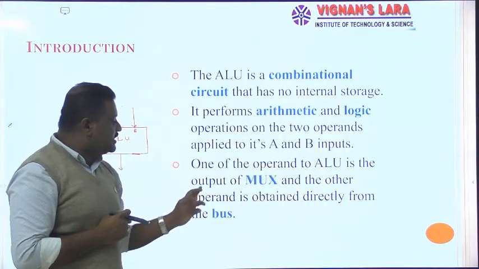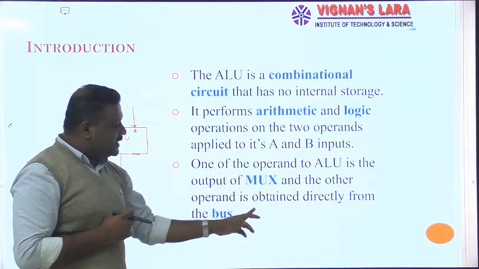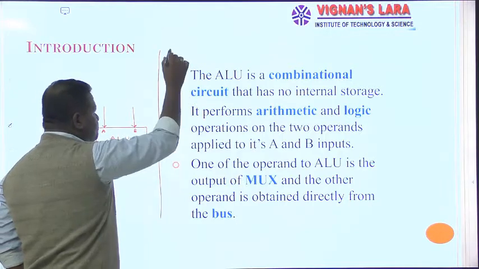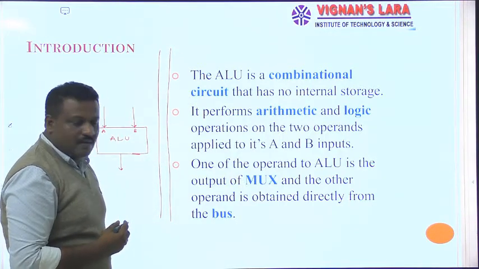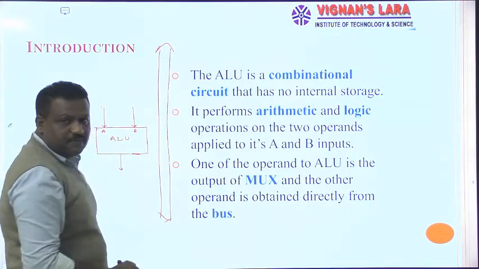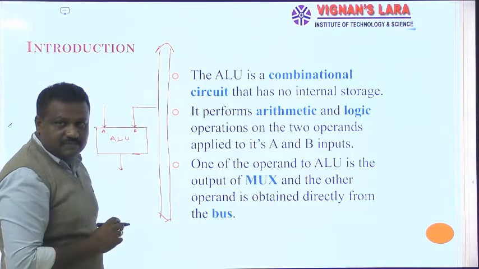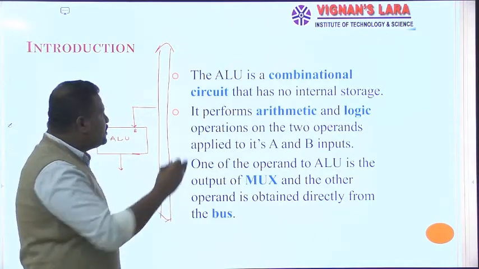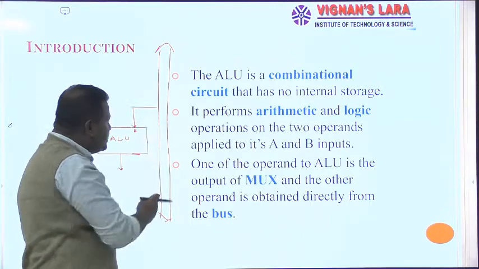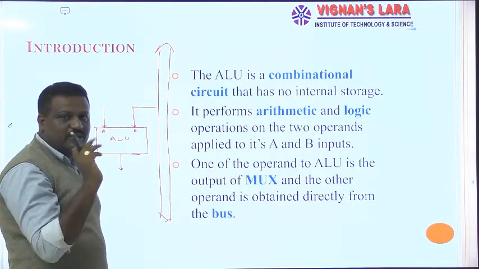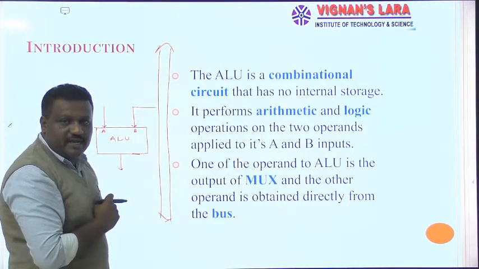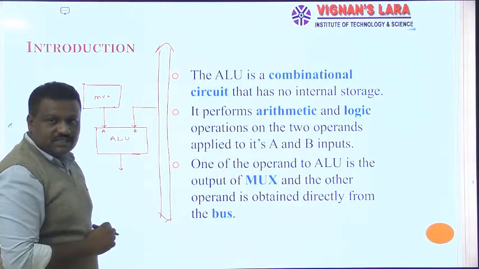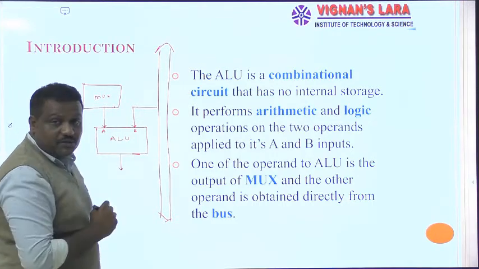One of the operands to the ALU is the output of a mux and the other operand is applied directly from the internal bus. Let you assume this is the internal bus of a CPU. From this bus, the ALU receives one input. Let you assume it receives the B input from the bus. That means it will collect data from any internal register of my CPU. The register places the data on this bus, and from that bus, the ALU receives one input. And the second input for this ALU is taken from the output of a mux. Let you assume this is my multiplexer. The multiplexer output is given to the input of the ALU.